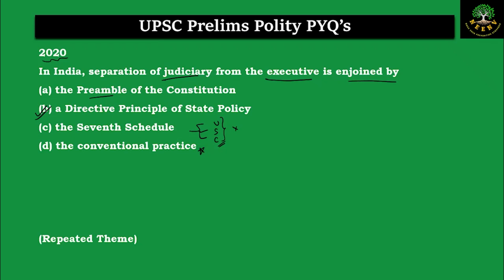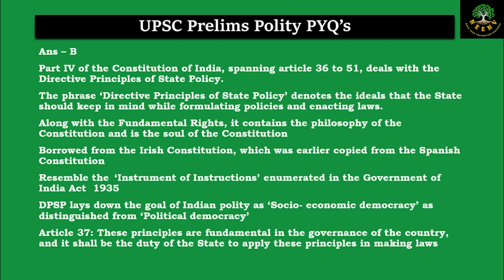Now let us go into the in-depth provisions of DPSPs. The DPSPs in the constitution are mentioned in Part 4, from Articles 36 to 51. And what are the directive principles of state policy? As the name itself says, these are the principles, the policies which the government should follow when making policies and laws. They were borrowed from the Irish constitution, which was earlier adopted from the Spanish constitution. They also resemble the instrument of instructions which were there in the Government of India Act 1935.